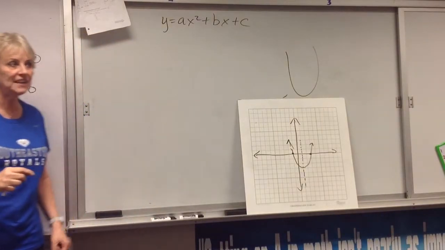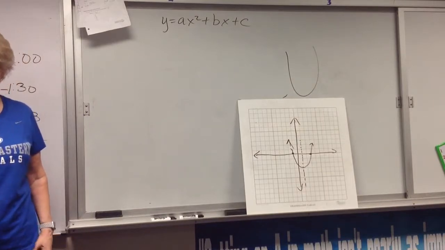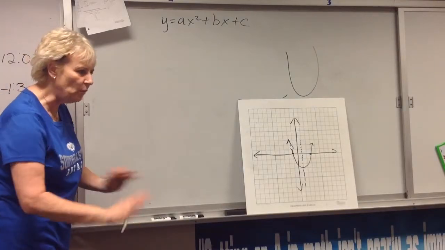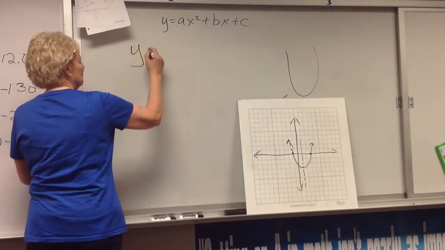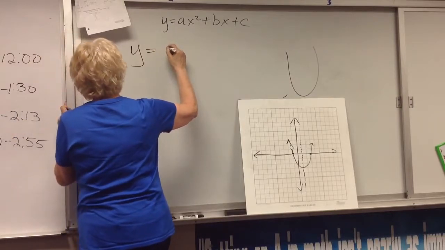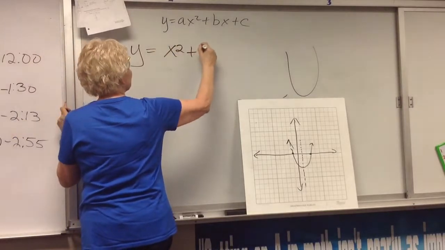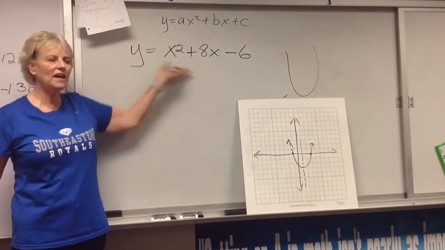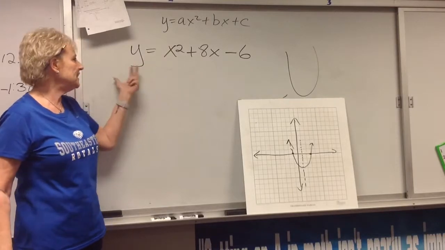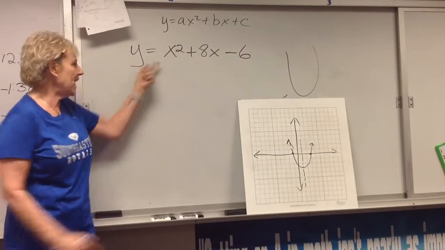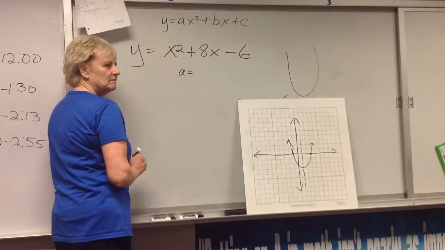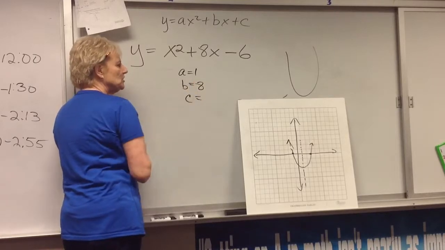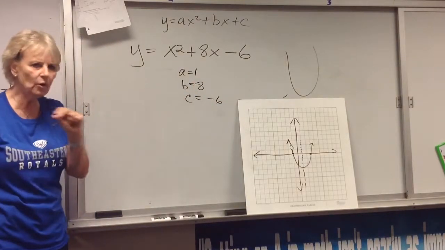Now I'm going to show you how to find the axis of symmetry without a picture. We just did it. No, no, no. No points. This is a quadratic equation. It is in standard form. It has A equals what? 1, B equals? 8, C equals? -6. Okay? You should always know what A, B, and C are.